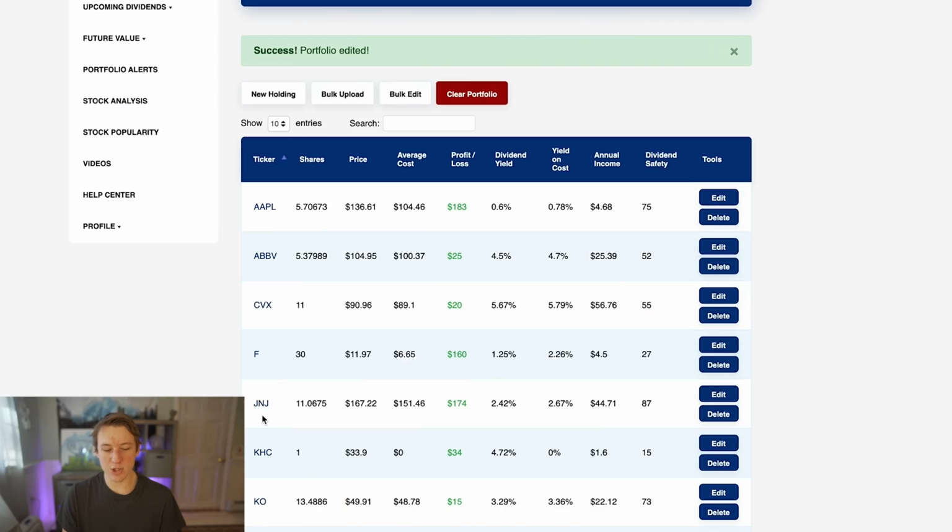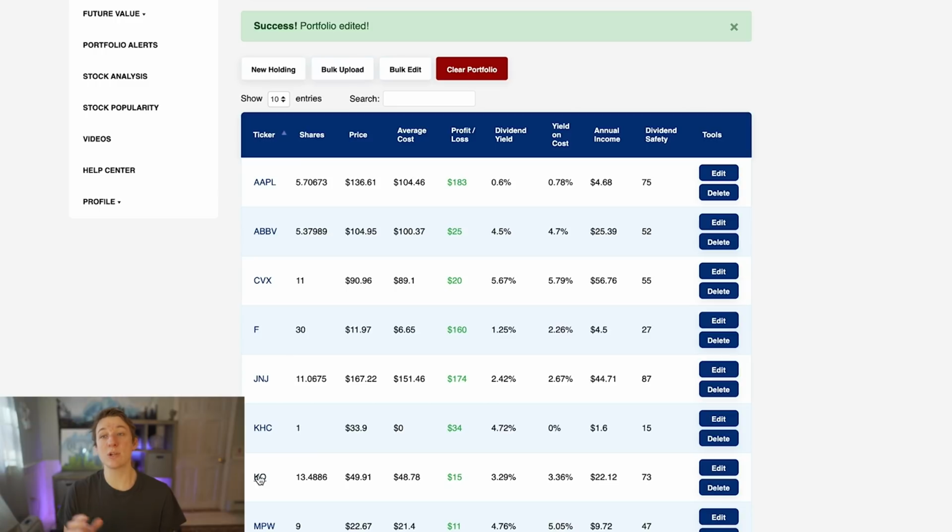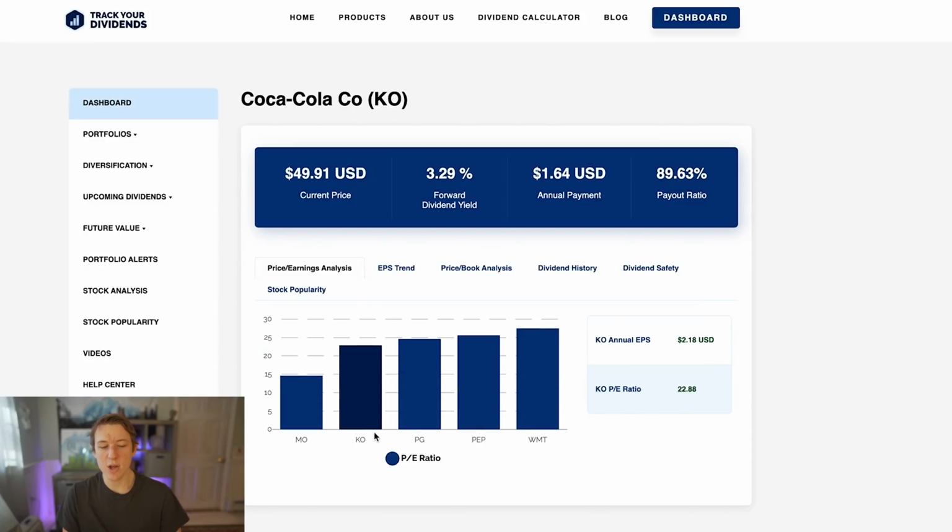Now, if you guys are still a little bit confused about dividends and how they work, let me just jump into one of these companies, Coca-Cola, which happens to be Warren Buffett's favorite investment. He's been investing in Coca-Cola for a long time now. So if I jump in, you can see some information on Coca-Cola here. Their current price is $49.91. Their forward dividend yield is 3.29%. Their annual payment is $1.64, and their payout ratio is 89.63%.